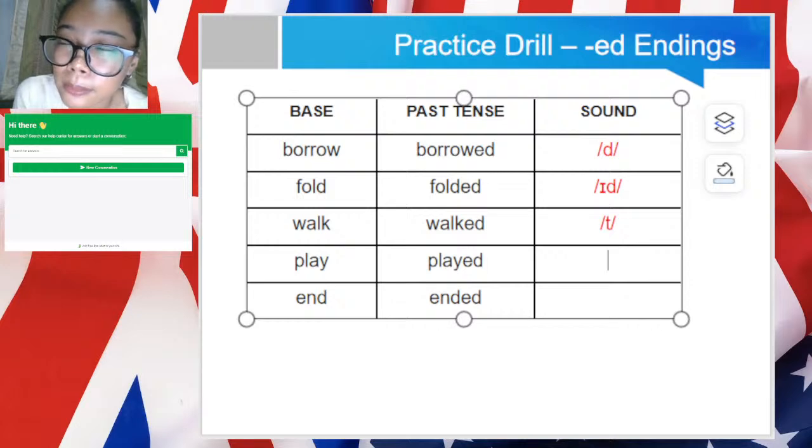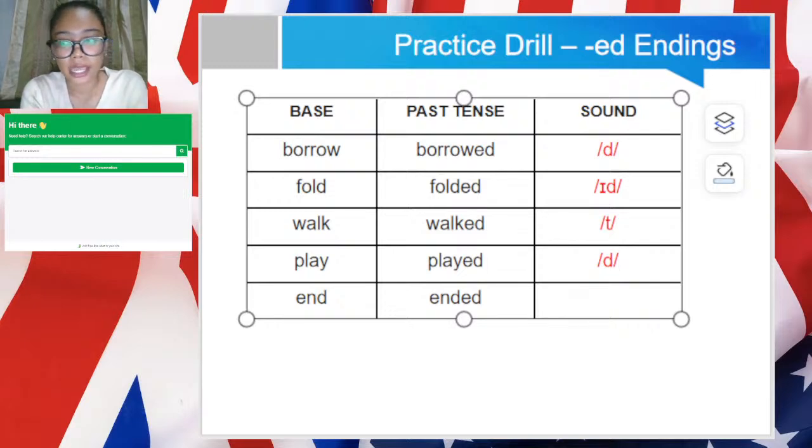Anyway, going back, let's have play becomes played. Played. What's the sound of the ed ending here? Played. It is d, d. Rule number two. D, d. All right. And finally, end becomes ended.